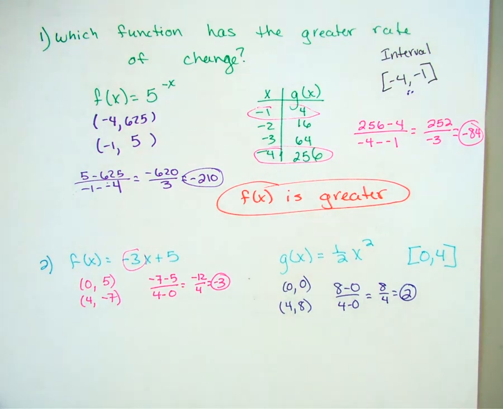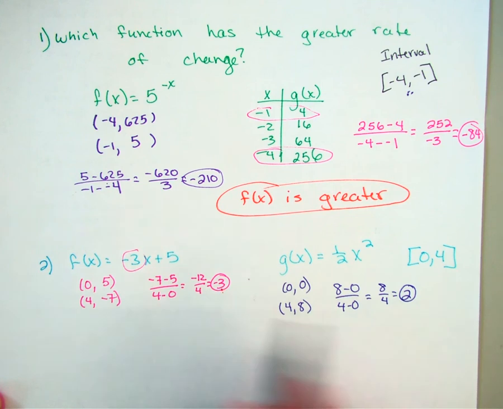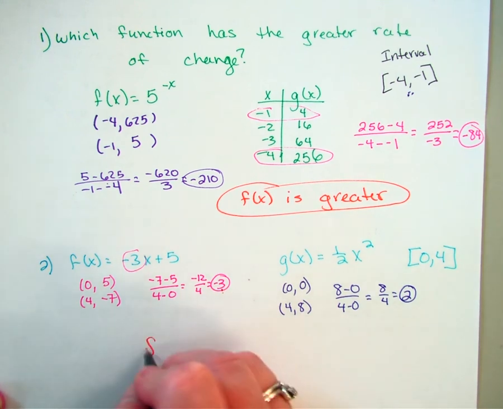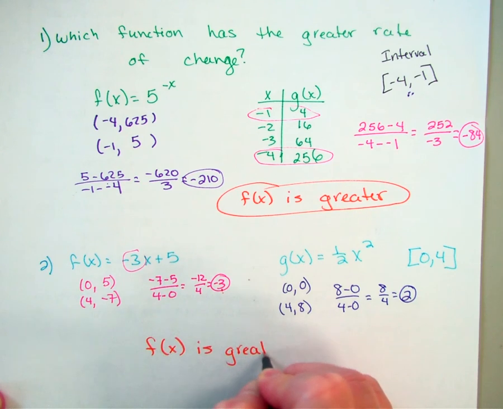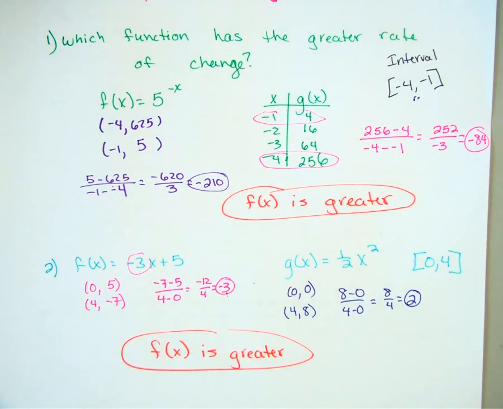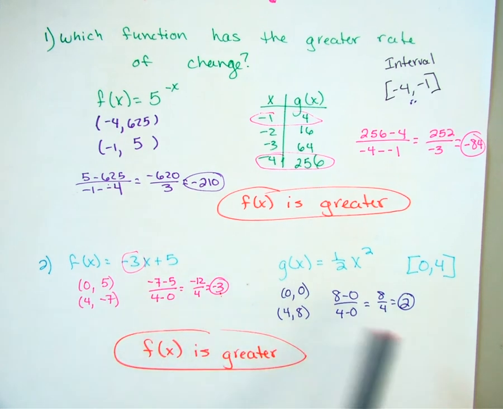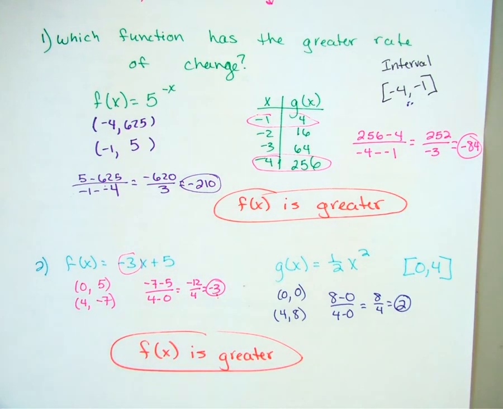So again, comparing which one has the greater average rate of change. I don't care that this is a negative 3. I'm just looking at the rate of change is a 3, the rate of change is a 2. F of x, yet again, is greater. So when you're comparing, negative doesn't matter. You're just looking at what the rates of change are. This is a change of 3, that's a change of 2. Whereas up here, that was a change of 210, that's a change of 84.